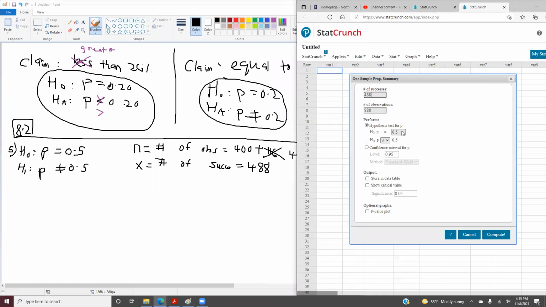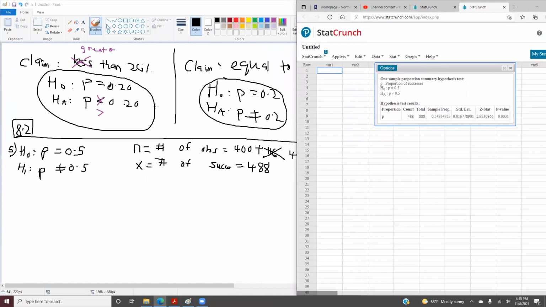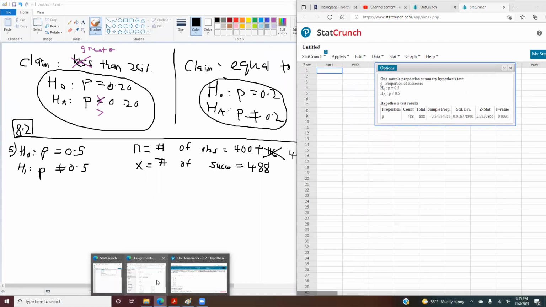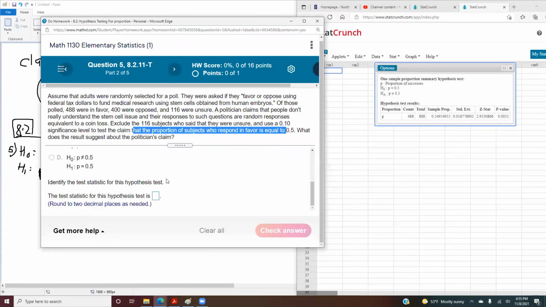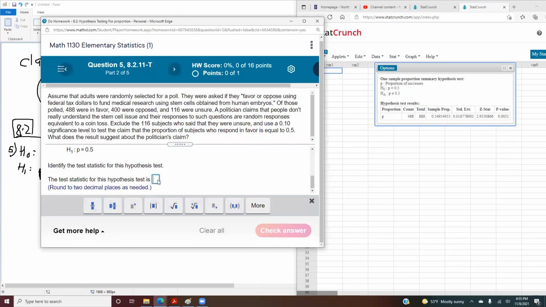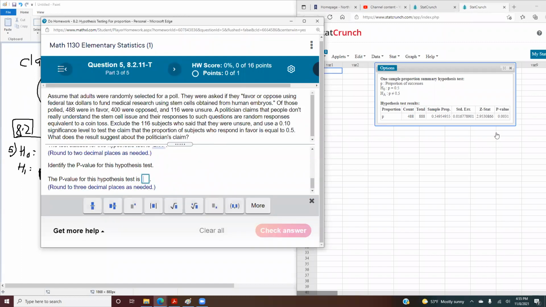We are using 50 and not equal to 50. And you compute here. So what is your test statistic in this case, to 2 decimal places? 2.95. And the p-value in this case is what? 0.003, to 3 decimal places.